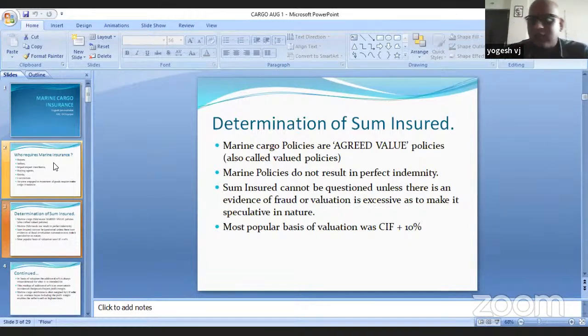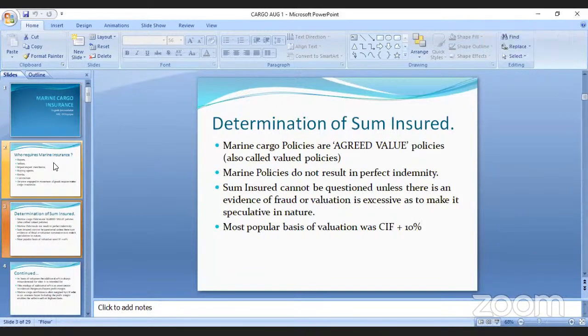That is cost insurance freight plus 10%, which is clearly mentioned as basis of valuation, and many people mistake it as an Incoterm. Incoterm is the international commerce terms. CIF comes in it, so people think that this is the Incoterm. Basically, they are trade terms, and what we are suggesting over here is basis of valuation. What is the difference between them? We will come to that.